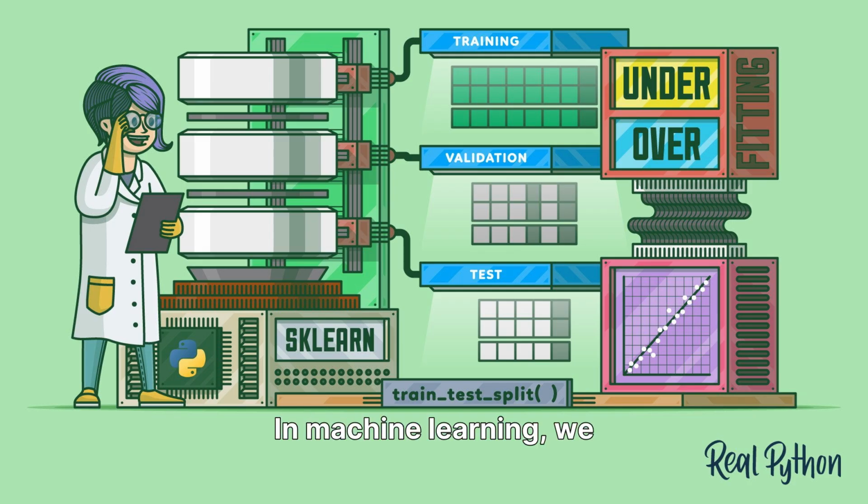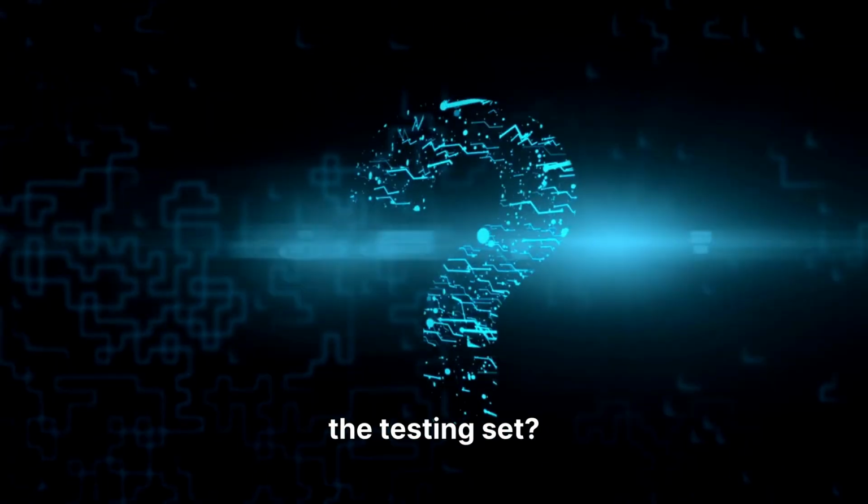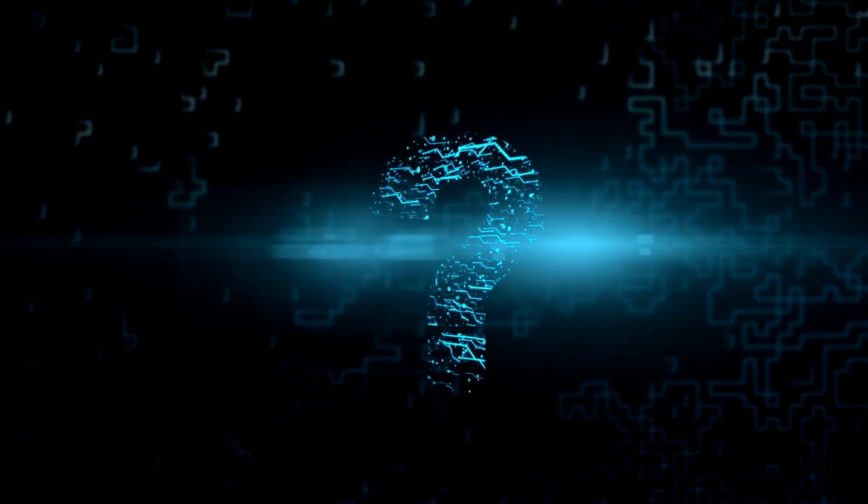In machine learning, we usually start by splitting our data into two main sets: the training set and the testing set. The training set is used to teach our model, while the testing set is used to see how well the model has learned what it was supposed to learn. But how do we actually measure the performance of our model on the testing set? That's where our evaluation metrics come into play.